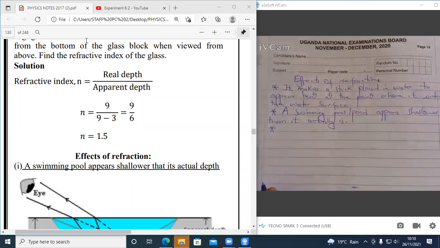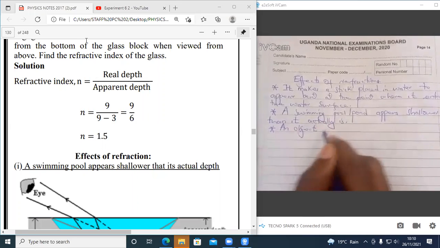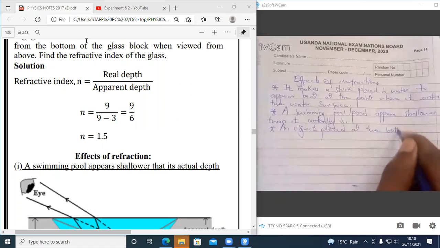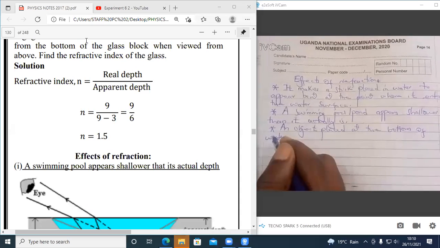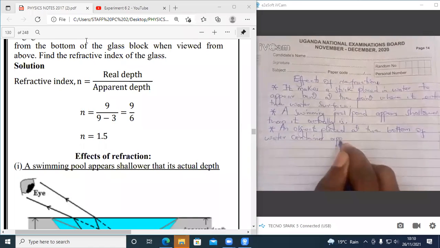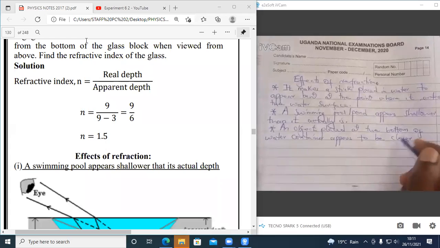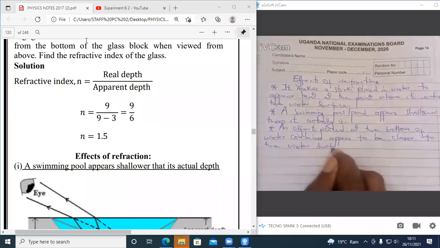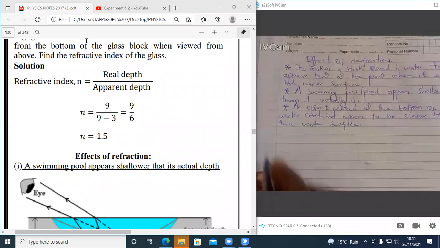Then the third one, an object placed at the bottom of a water container appears to be closer to the water surface. That's also another effect we normally see with refraction of light.